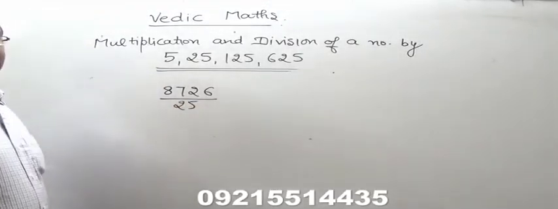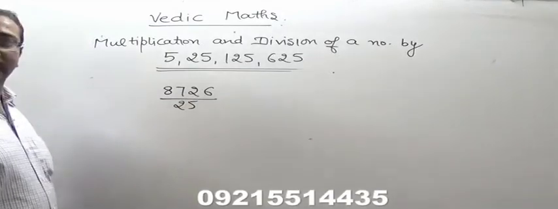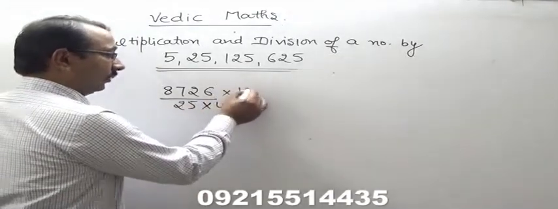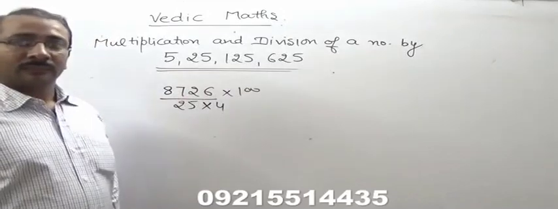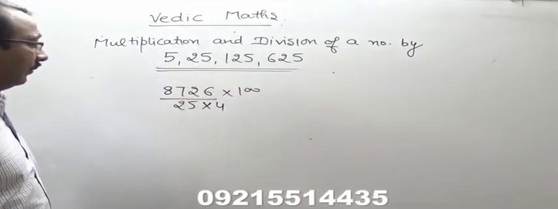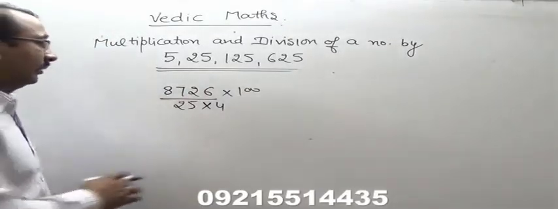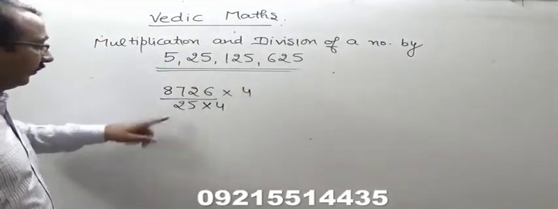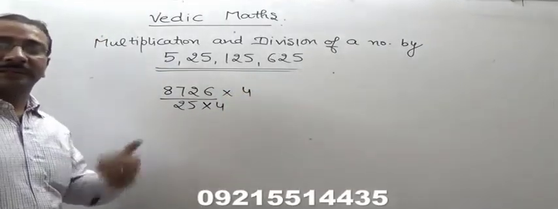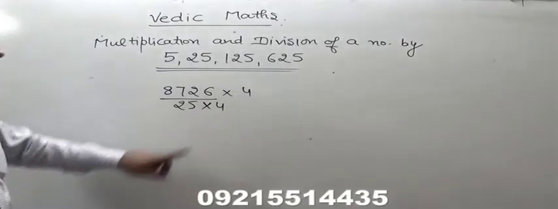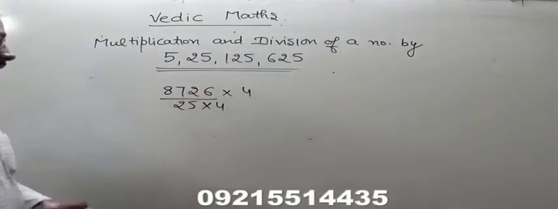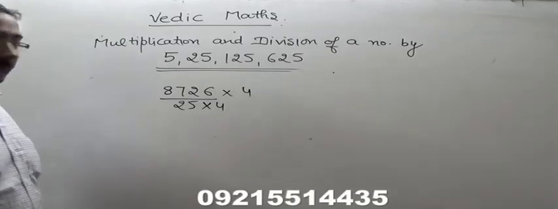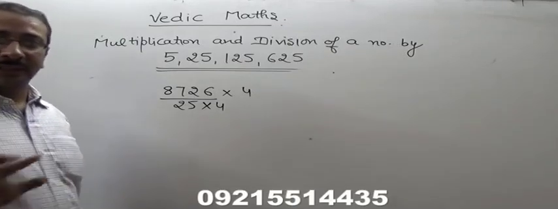Now what I can say is that I know 25 is 100 by 4, meaning 4 into 100. What I am trying to do here is make this 25 as 100, so I multiplied by 4 as well as divided by 4. Now 25 into 4 becomes 100. 2 zeros are there. That will help me by putting the decimal in the last.